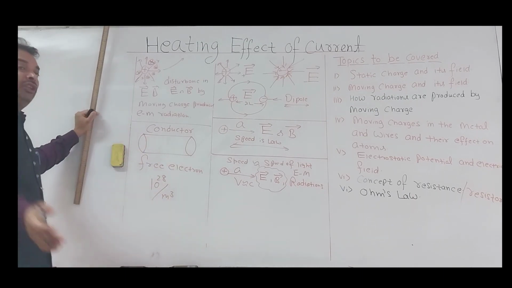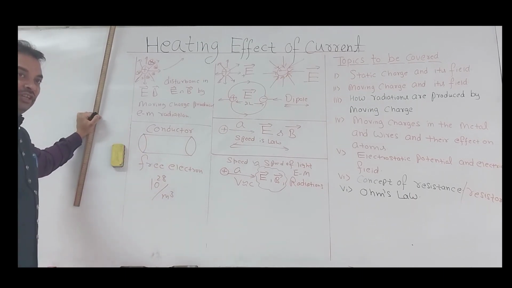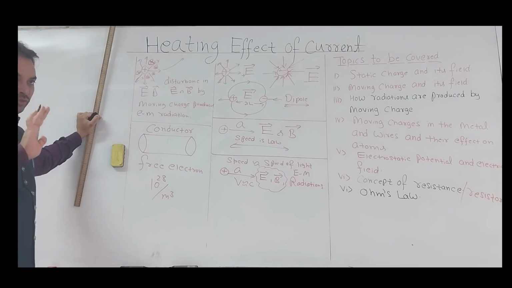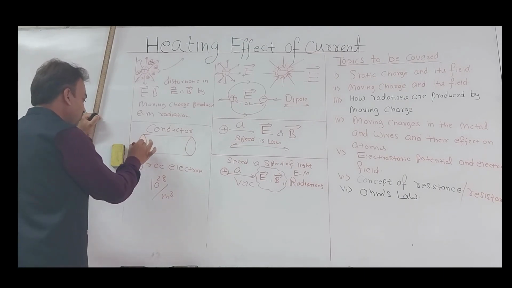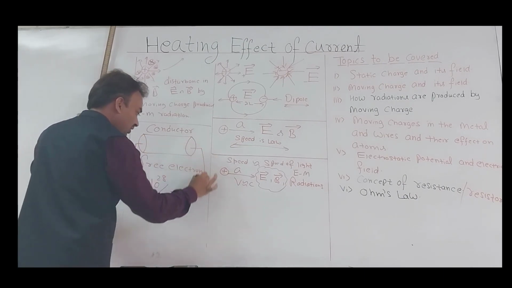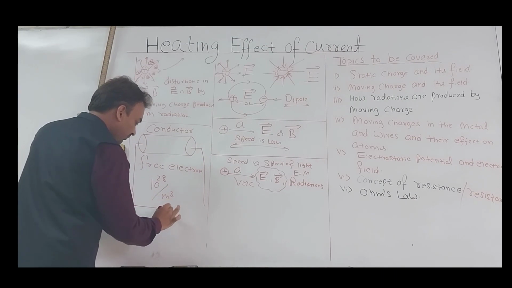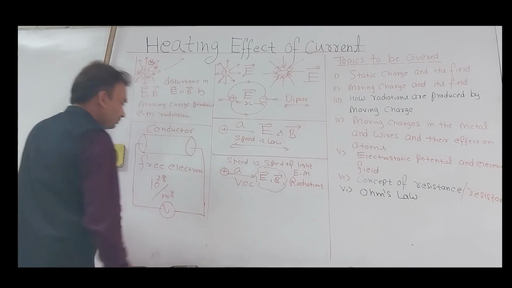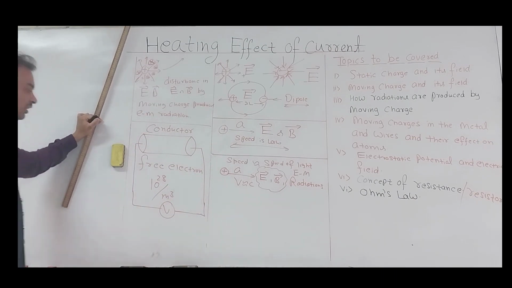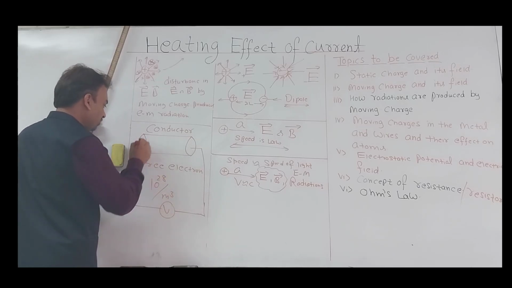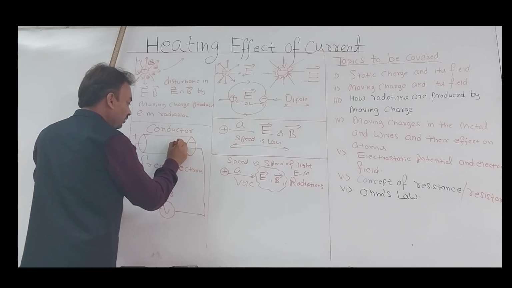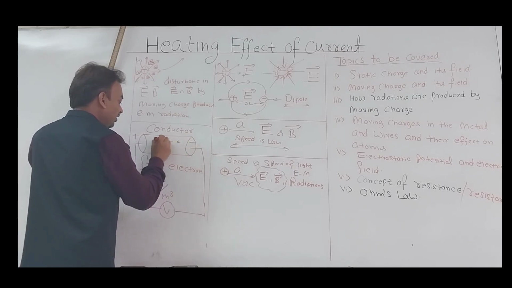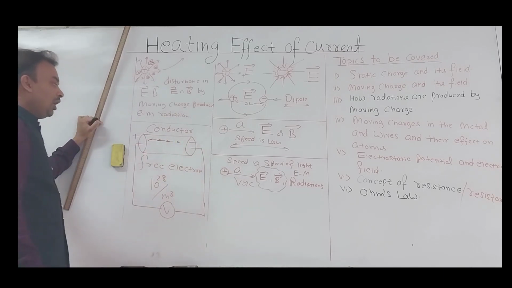If they are moving without any external potential, then the net current is zero. There is no current, because of the random direction. But if I apply some potential, and this is the potential V, now what will happen? The electrons start moving. Suppose this is the positive and this is the negative. So the electrons will start moving from negative to positive, right?